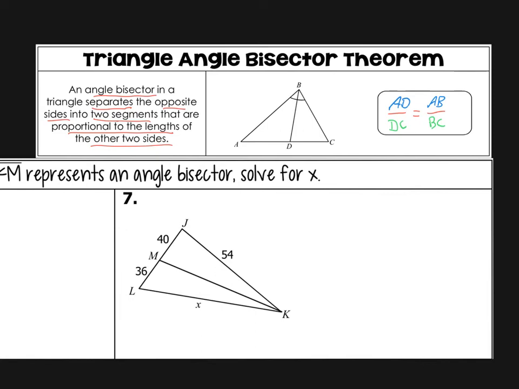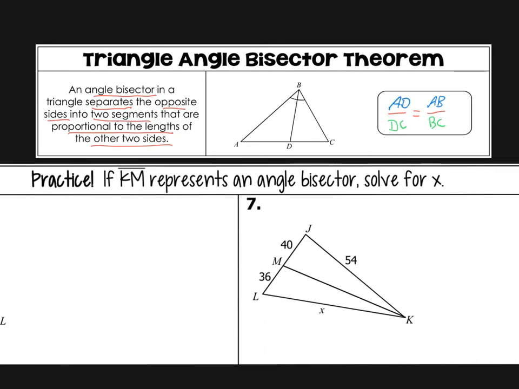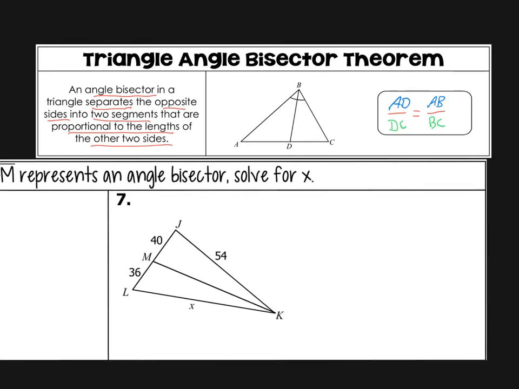And again, this KM, right? They said that KM was my angle bisector. Okay, so that's bisected, which means that these are my two pieces that were a result of that angle bisector. So I'm just going to go from bottom to top triangle. I'm just going to say 36 to 40. Now since I started with the 36 first, I'm going to start with the X first on the right side. And when I went from 36 to 40, I'm going to go to X to 54. Now you finish, cross multiply and solve.